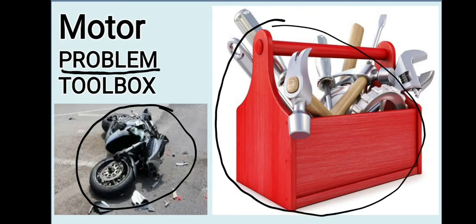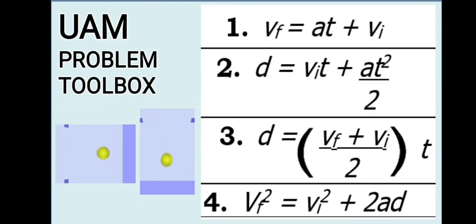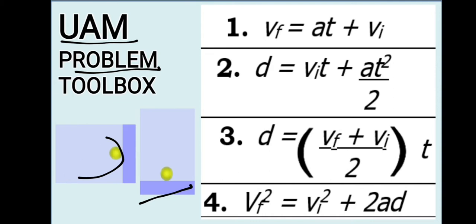So when we talk about problems, just like this one, a damaged motorcycle, the first thing to do is to find different tools, no? To find this toolbox to repair this damaged motorcycle. So we need this toolbox. And of course, we also have problems about UAM, horizontal and vertical. So our toolbox in solving UAM problems is this one.